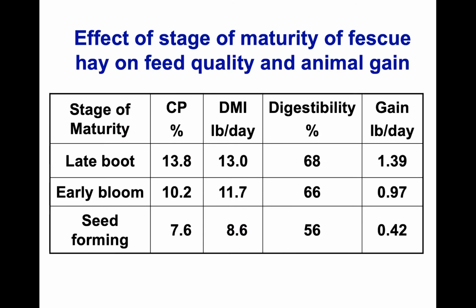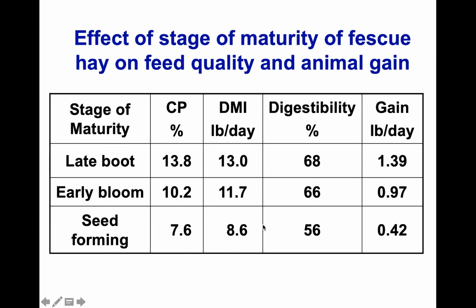So this is the impact of stage of maturity of tall fescue hay on feed quality and animal gain. If we look at crude protein, for example, harvesting at the late boot stage, so when that seed head is just getting ready to come out, we had a crude protein of 14%. If we delayed harvest until that seed was mature on that seed head, we would have a crude protein concentration of 7.5. And this, unfortunately, happens in a lot of springs a lot more than we like to see. And that's why we have crude protein concentrations of 7 to 8% in a lot of the hay samples that we see. Dry matter intake decreased from 13 to 8.6 pounds.